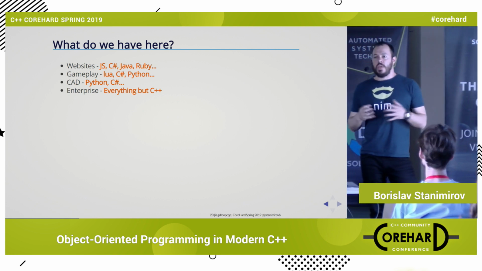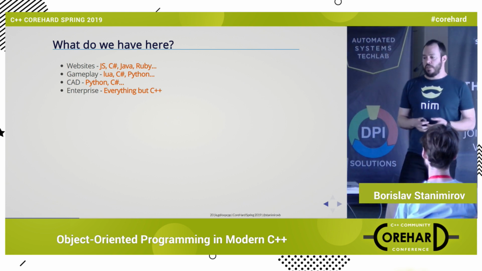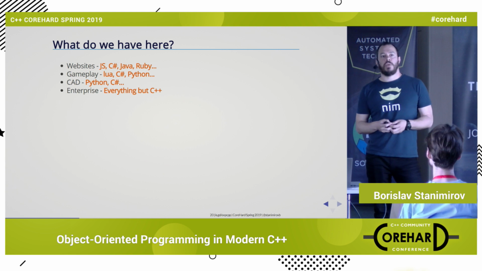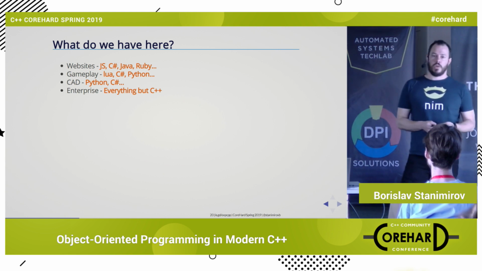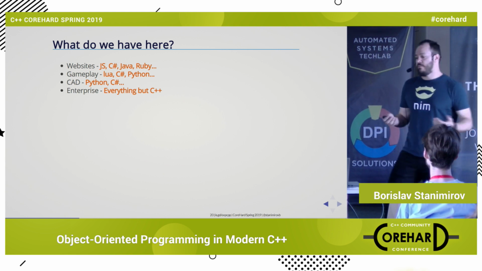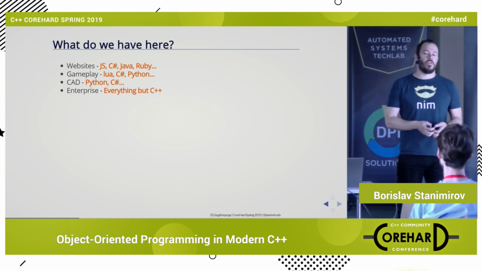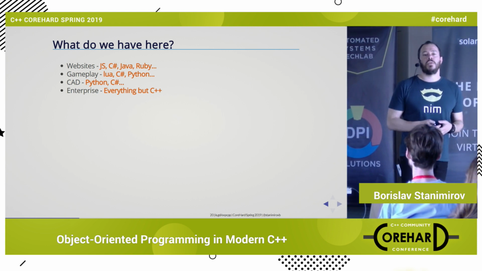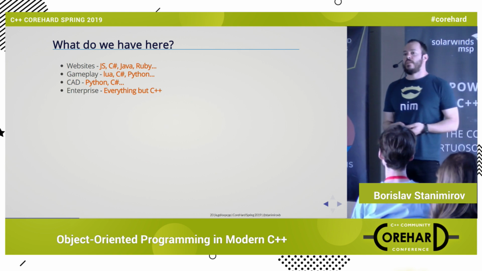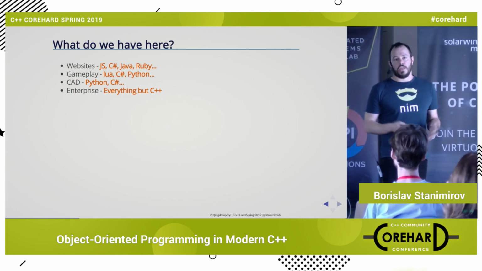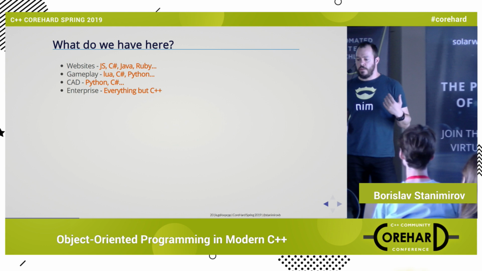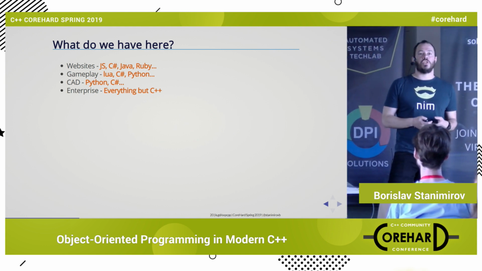In games, yeah, we do have an engine written in C++, but in many cases, the actual business logic, the gameplay logic, as we call it, is written in another language. Lua is especially popular, but C# and Python are also, and there are a whole slew of specifically designed languages to write gameplay logic in. In CAD systems, Blender is written mostly in Python, but there are CAD systems written in C# too.